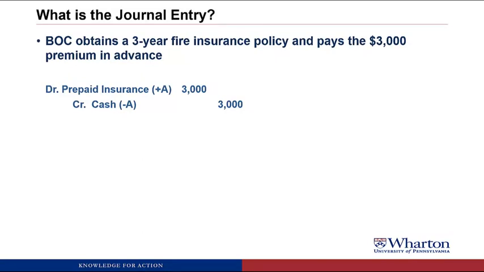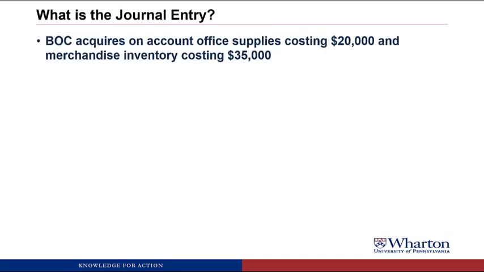So starting with the prepaid insurance, it's an asset. We make an asset go up through a debit, so we debit prepaid insurance for $3,000. Cash is an asset also, but it's going down. So to make cash go down, we credit cash to reduce the asset by $3,000. BOC acquires on account office supplies costing $20,000 and merchandise inventory costing $35,000.